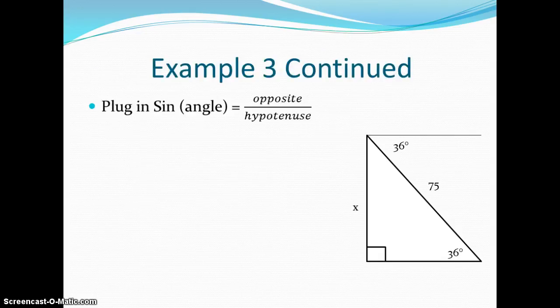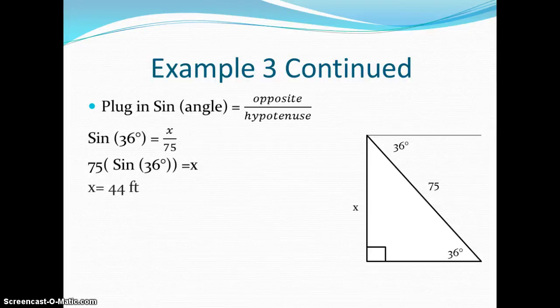Example 3 continued. So we're going to plug in to the sine of the angle equals opposite over hypotenuse. So the sine of 36 degrees equals x over 75. Multiply each side by 75 to get x by itself. So we'll have 75 times the sine of 36 degrees equals x. We'll plug that into our calculator and we'll get x equals 44 feet.